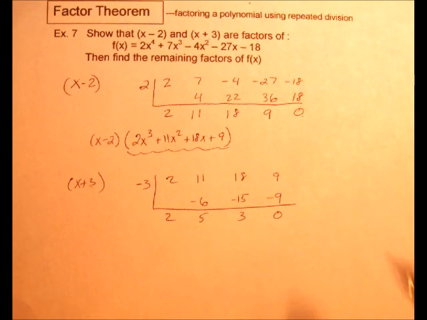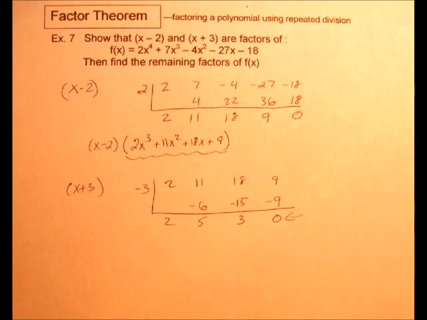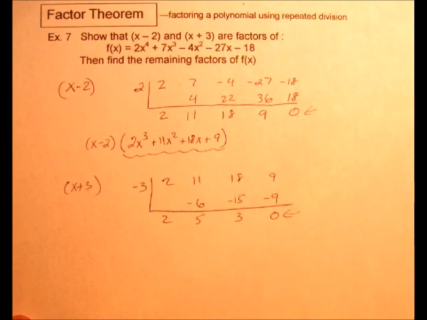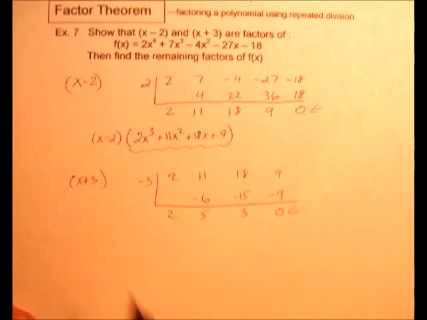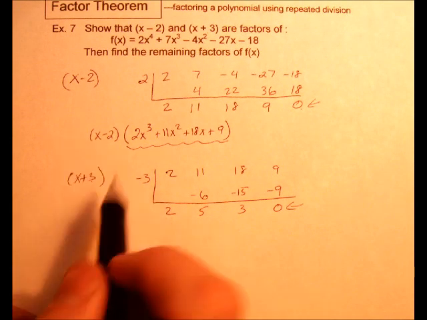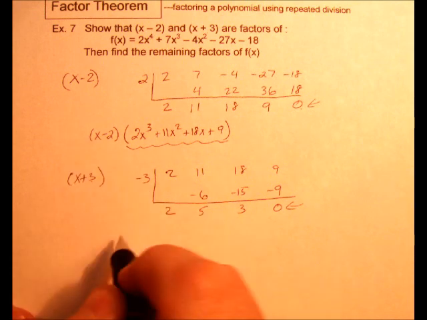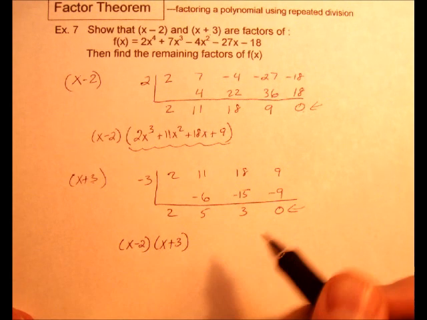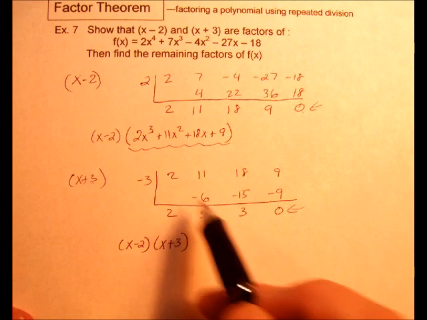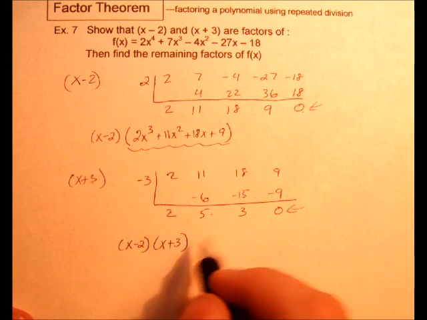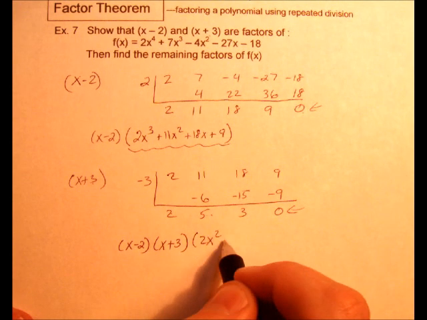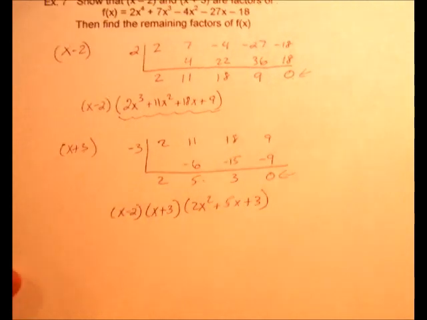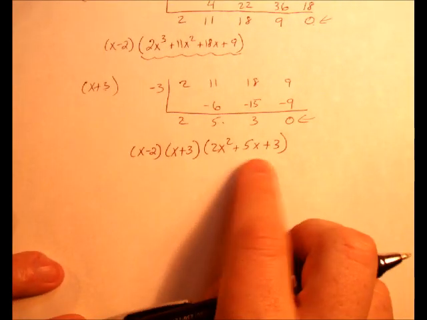And again, the remainder is 0, so when it says show that they're factors, this is showing it because the remainders are 0. So if I was to write out what we had left after dividing it yet again, we had that x minus 2 factor, and we just divided it by the x plus 3 factor. If I was looking at what we had left here, we started with x cubed, so that guy is x squared, and that is 2x squared plus 5x plus 3. So now we get down to something that we can manageably factor.